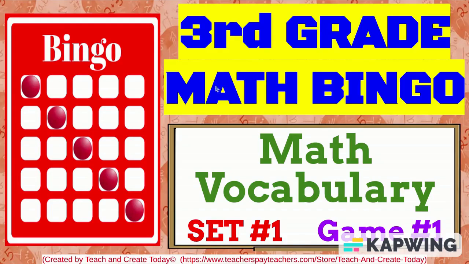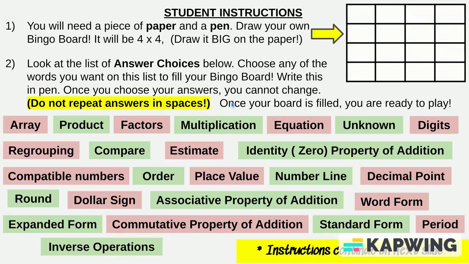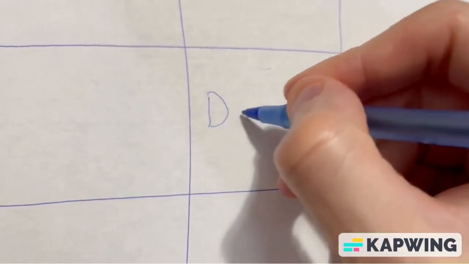Before you play the game, the setup is pretty simple for your students. All they need is a piece of paper and a pen. As you can see on the screen, students just take a piece of paper and draw a 4x4 board. If you want, you could also play 5x5. However, I think a 4x4 board works better.